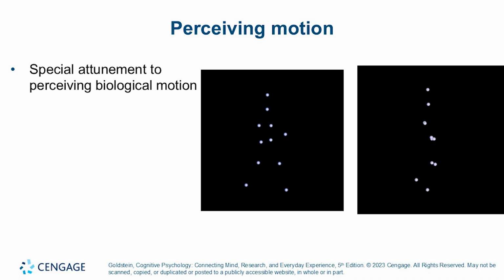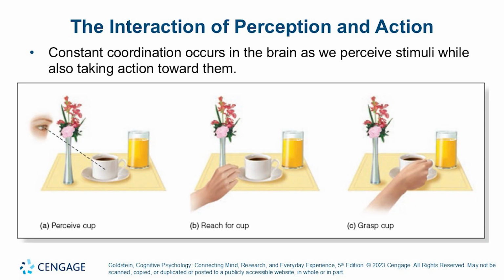So when I play this video on the right side, you will see that it becomes very obvious that this is a point light display of a person walking, based on just this very tiny amount of information, because we have neurons that are ultra sensitive to anything that would indicate to us that there is an animal that's moving.